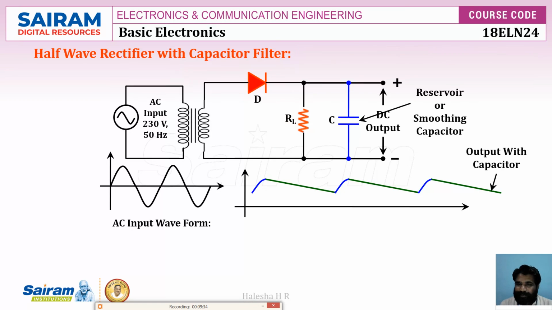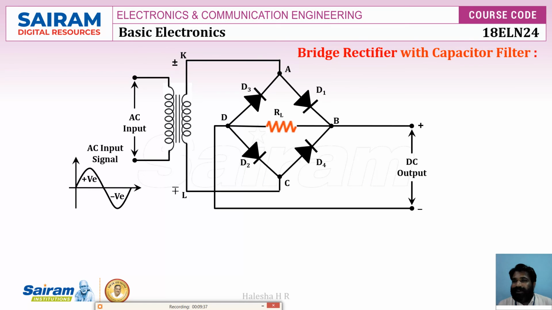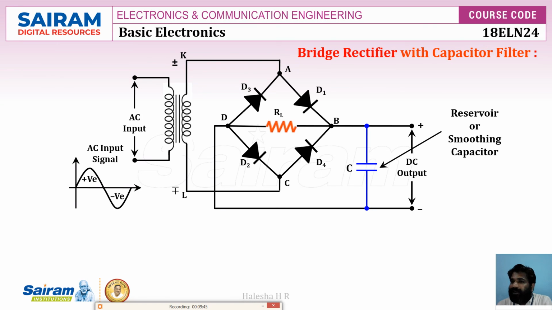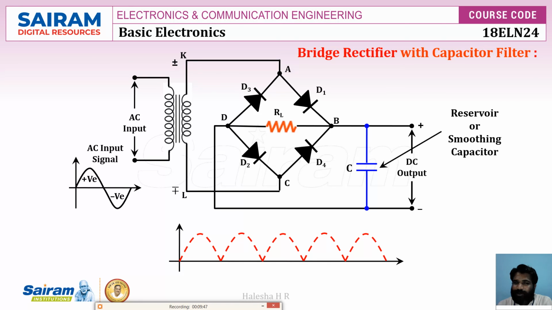Clear now? Similarly, we'll consider a bridge rectifier with a capacitor. This is the bridge rectifier, and here we connect one capacitor, the reservoir or smoothing capacitor, and this is the output waveform of the bridge rectifier, a full-wave rectifier. Again here the capacitor charges to the peak value and discharges, charges and discharges, like that. This indicates the capacitor filter output of the full-wave rectifier.